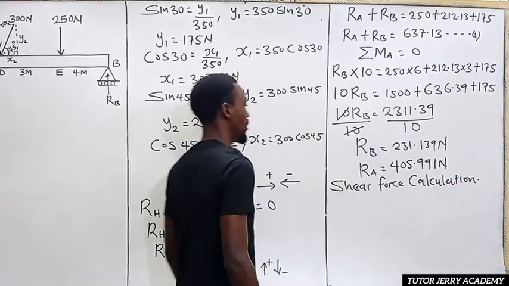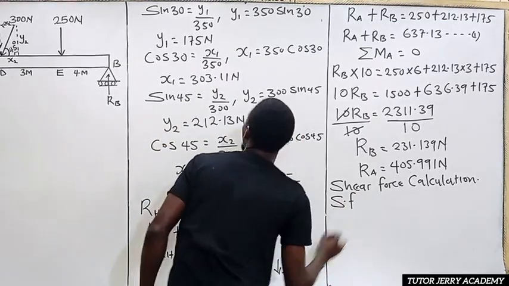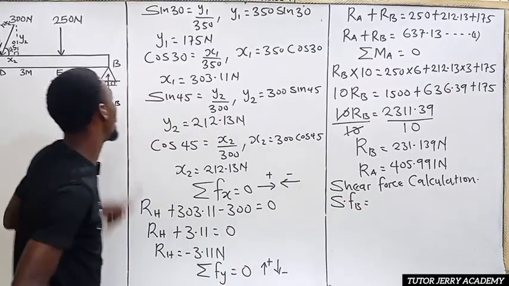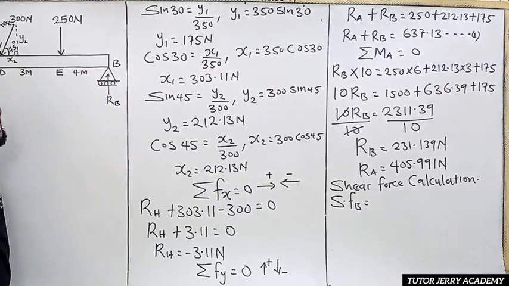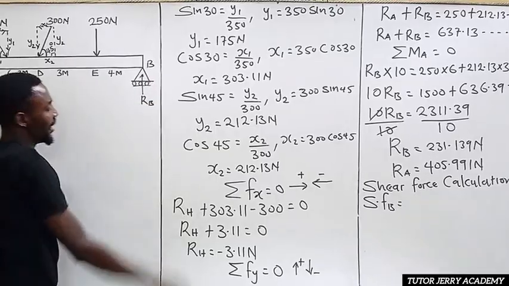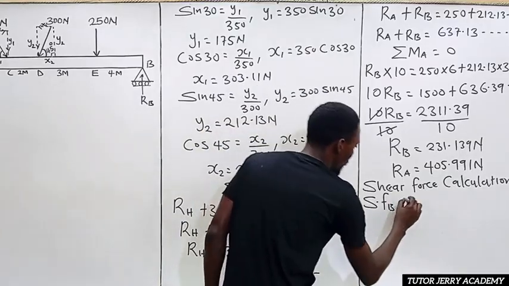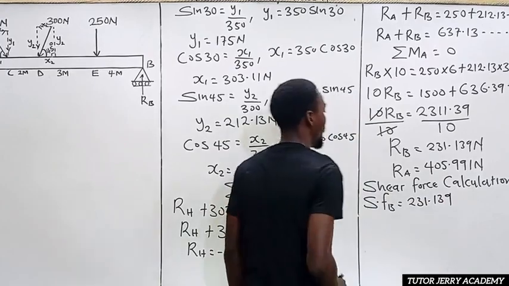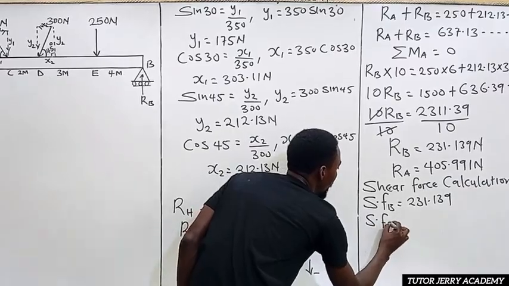All right, so that's it. So now we are going to take the shear force at point B. The shear force at point B is the reaction at point B. We stand at point B towards our right. We don't have any force other than the reaction at point B, which is an upward force, which is positive. So it's going to be 231.139.